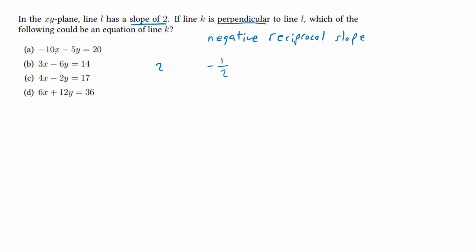The only equation given in the option choices that has a slope of -1/2 is option D, as simplifying this equation yields 12y is equal to -6x plus 36, and then y is equal to -1/2 x plus 3.